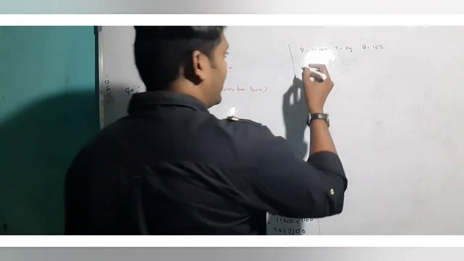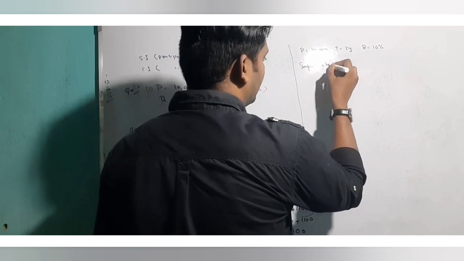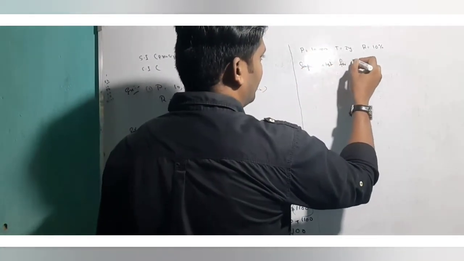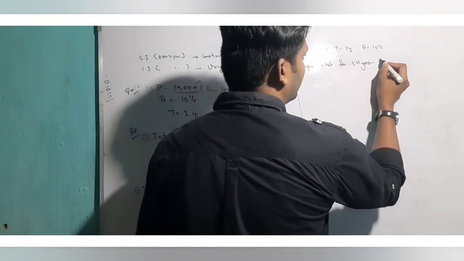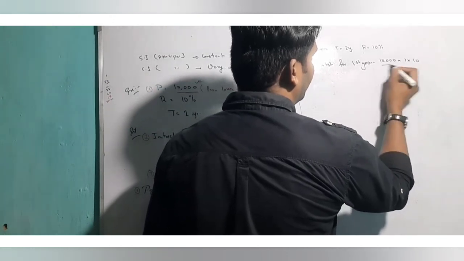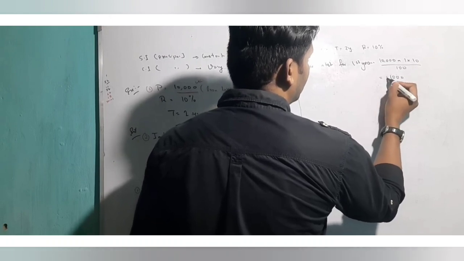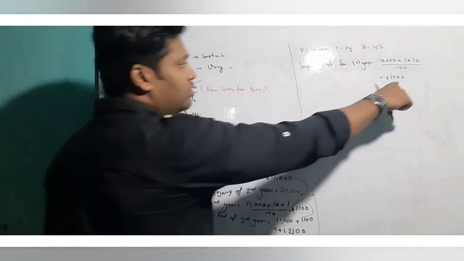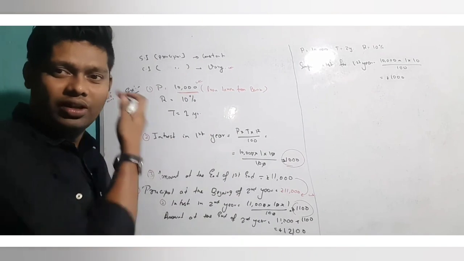Now what I have to find out is the simple interest for the first year. So how much will it be? P into T into R by 100: 10,000 into 1 year into the rate 10 percent by 100. So it will be 1,000. See, the interest for the first year is 1,000, here also the same. Why? Because the principal was the same at the start, you understand?